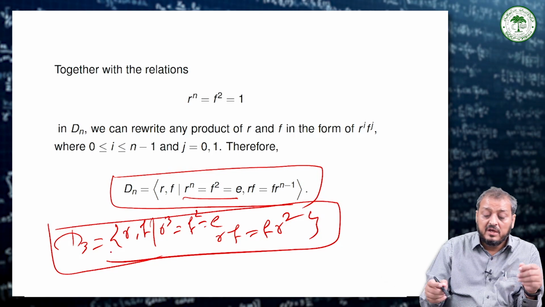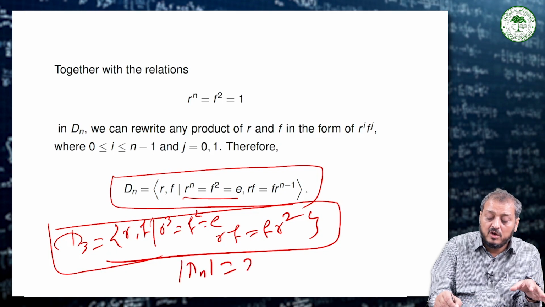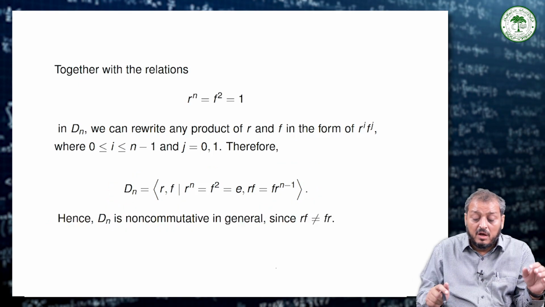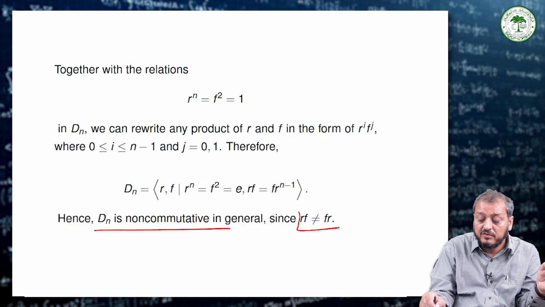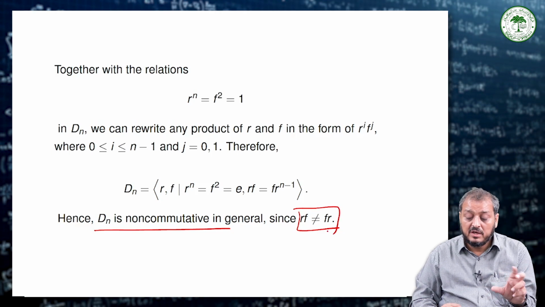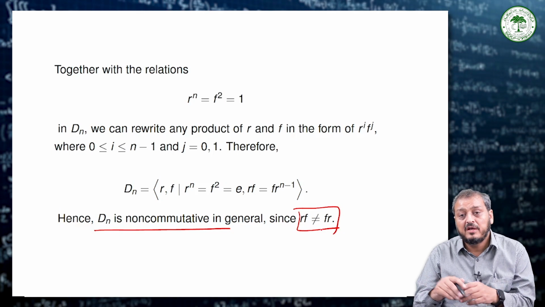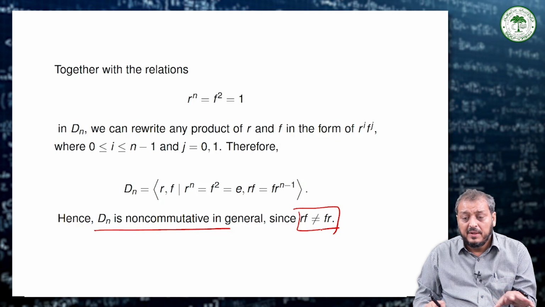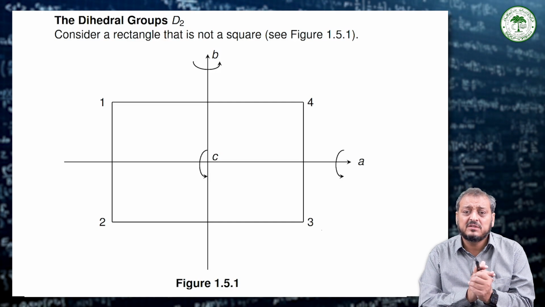So in general we can write any dihedral group Dn in this form, and the total number of elements, the size of this Dn, we already showed is equal to 2n. So clearly we can say that Dn is non-commutative. In general, r f is not equal to f r. So clearly generally r f is not the same as f r.